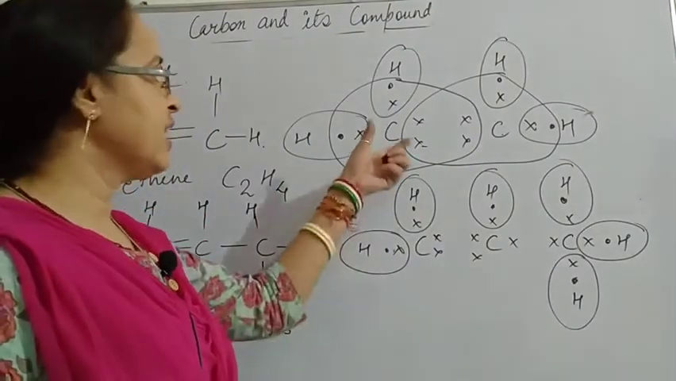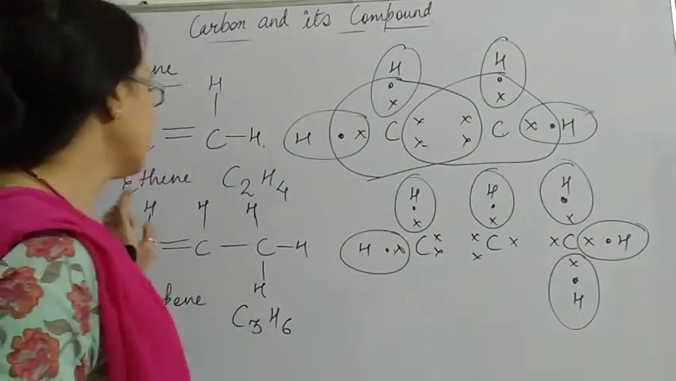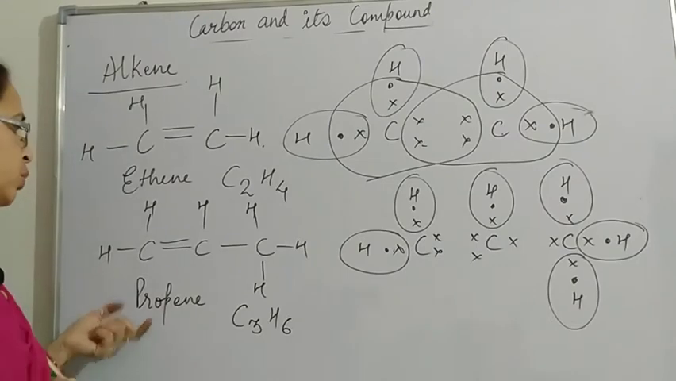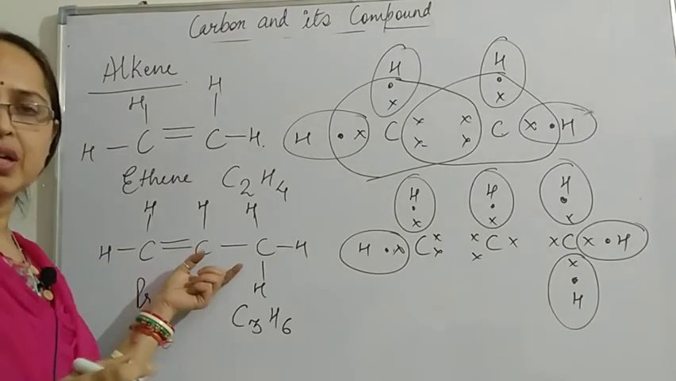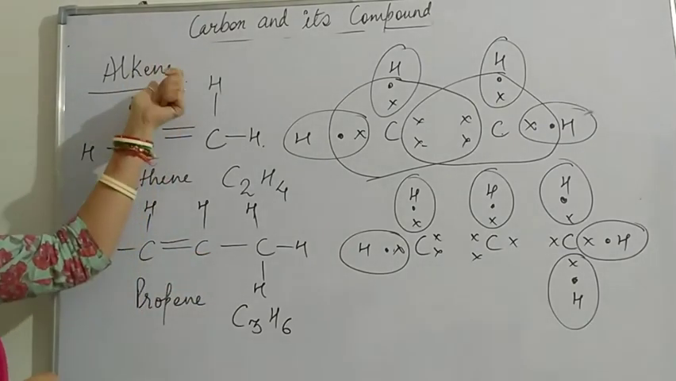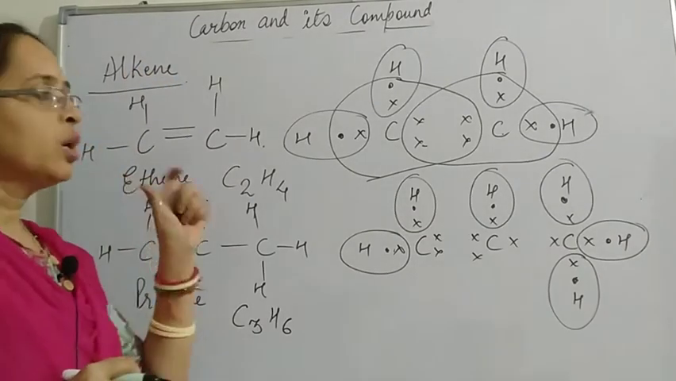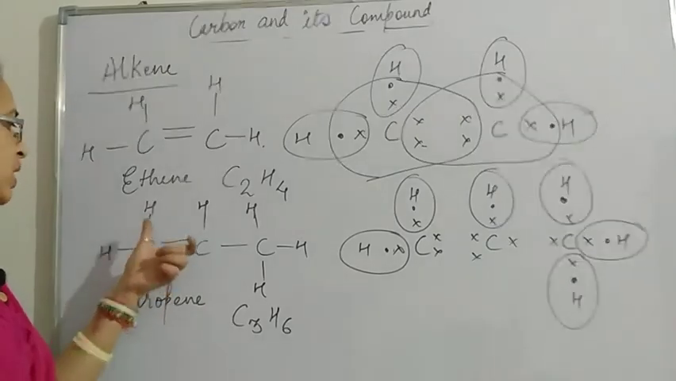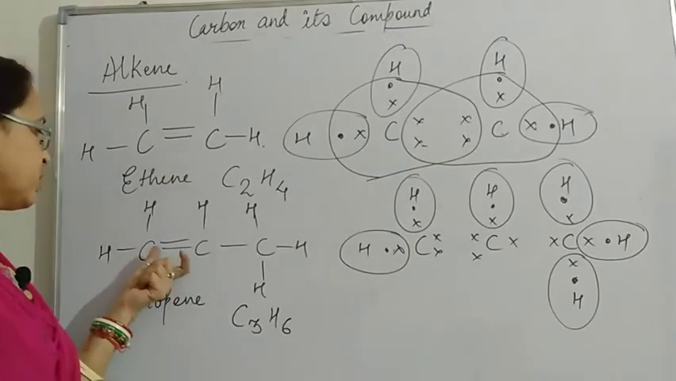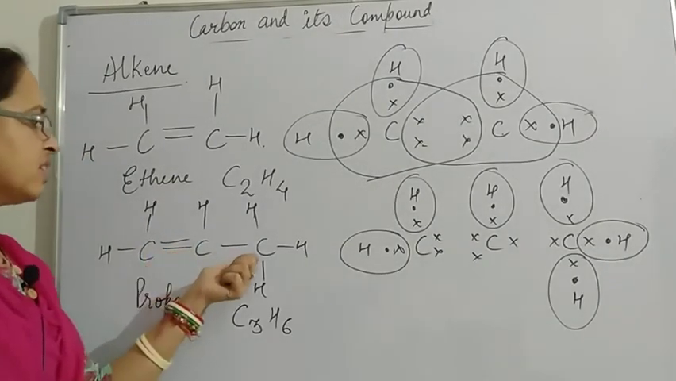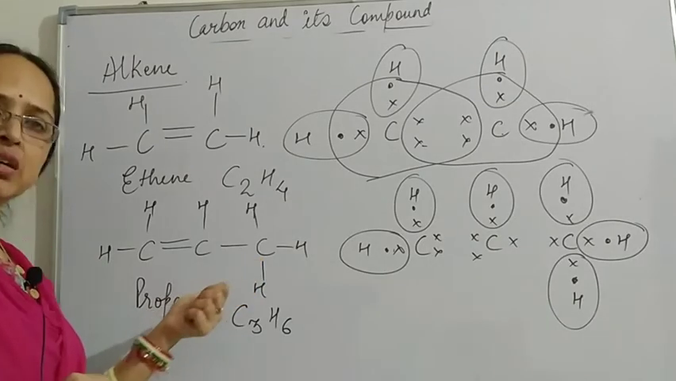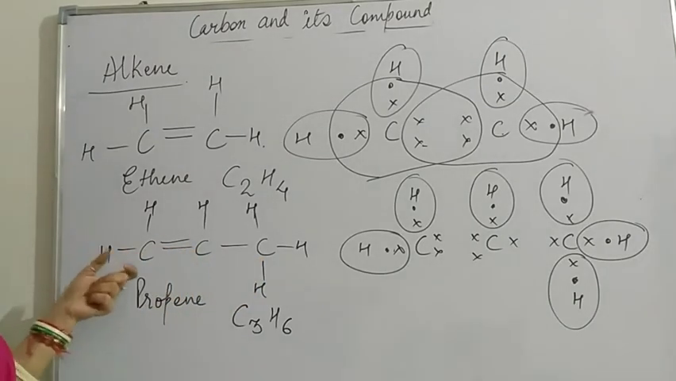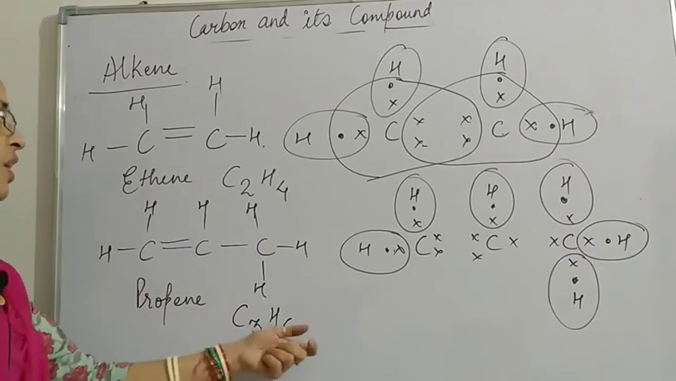So this is the electron dot structure for ethene. Now we'll talk about propene. Propene is a 3 carbon compound, an alkene, and here one double bond should be there. That means between 2 carbons one double bond is there. So we have mentioned here one double bond, and the other carbon is attached with a single bond only. In this we have the formula C3H6.